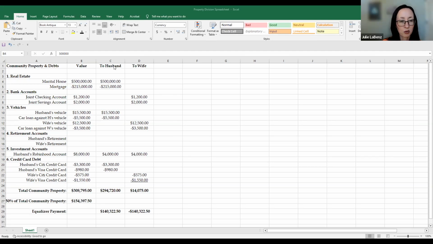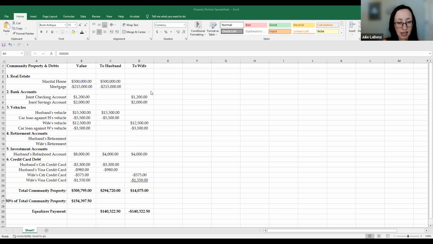So in this proposal, we're contemplating husband buying wife out of the marital home. So we have the house and the mortgage going to husband. We have the bank accounts going to wife. Husband gets his vehicle and car loan. Wife gets her vehicle and car loan. We're going to suggest a 50-50 division of the retirement accounts, a 50-50 division of this Robinhood account, and then husband gets his credit cards, wife gets hers.